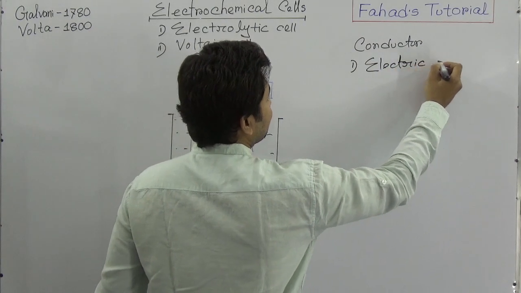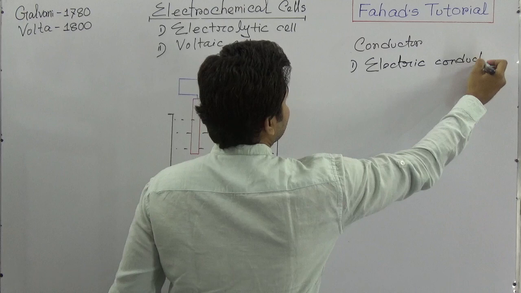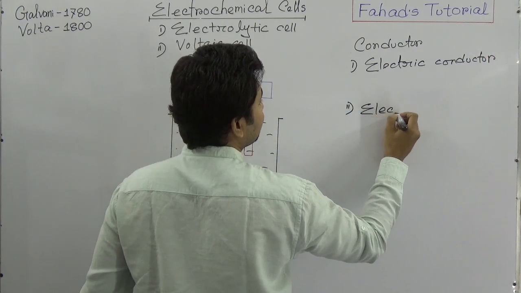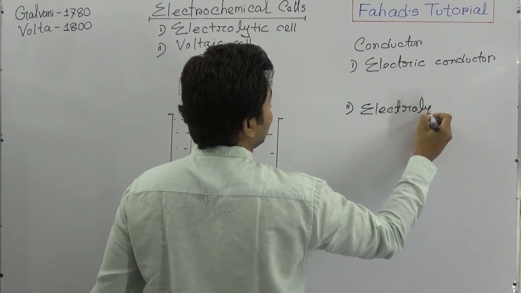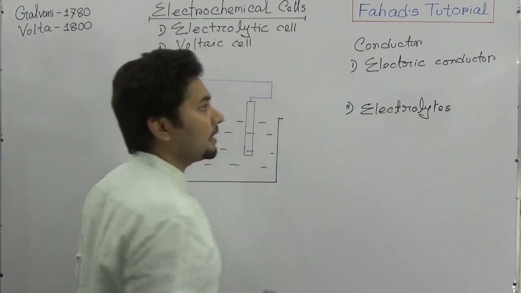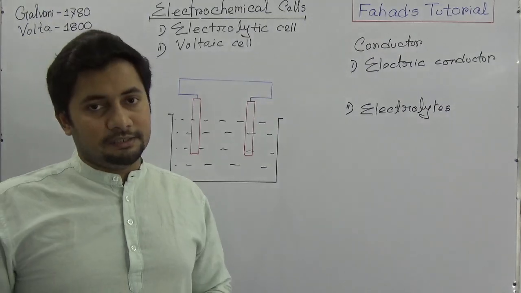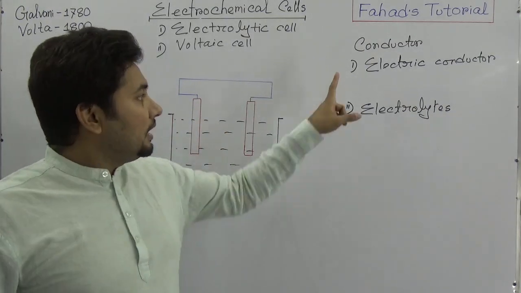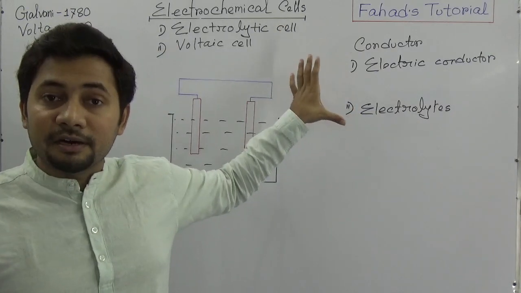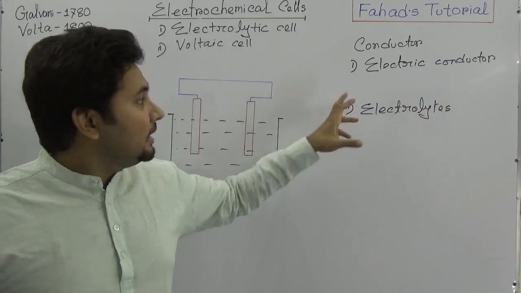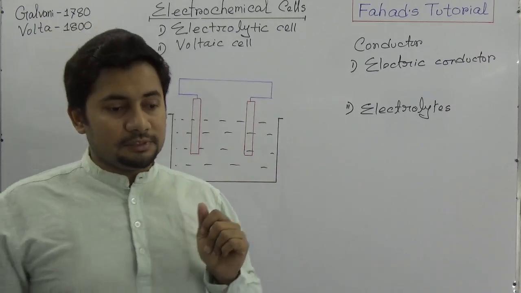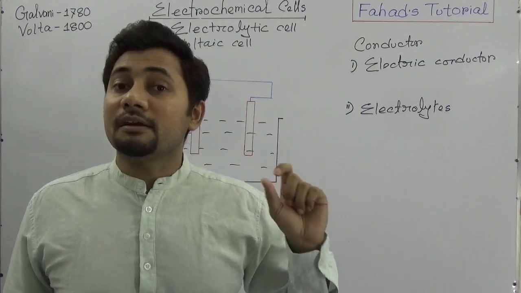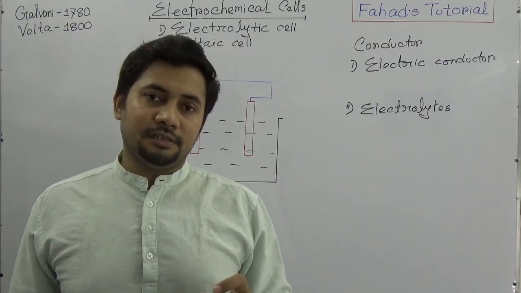And another is electrolytes. So what is an electric conductor and what are electrolytes? These two are actually parts of conductor. They are two different parts. Electric conductors are those like metal. And in the case of non-metal, graphite is also an electric conductor.